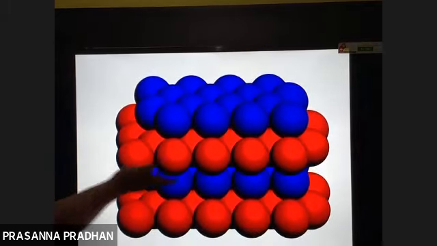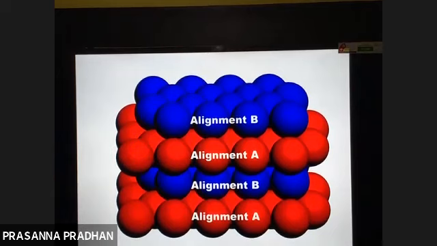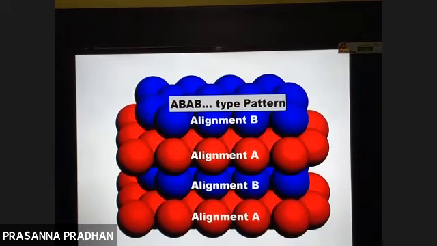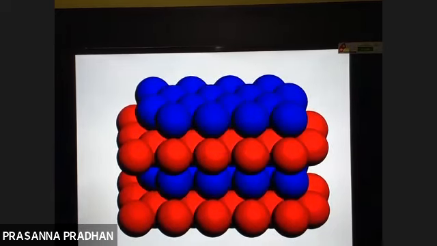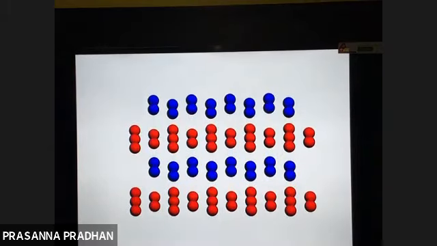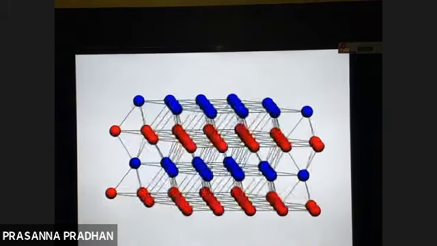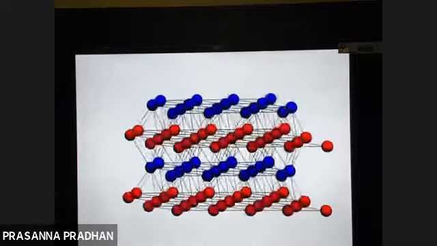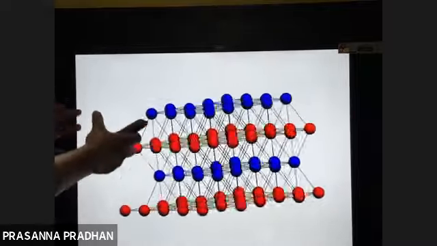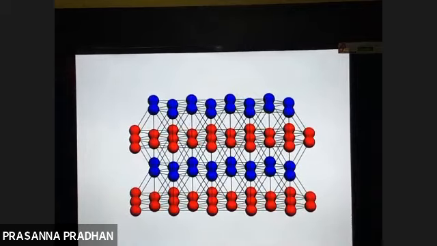AB type. This pattern of close packing is called AB type pattern. In 3 dimensions, now we make the spheres a little smaller and join the centers with straight lines to understand the shape. So I'm making the sphere smaller and joining by straight line.